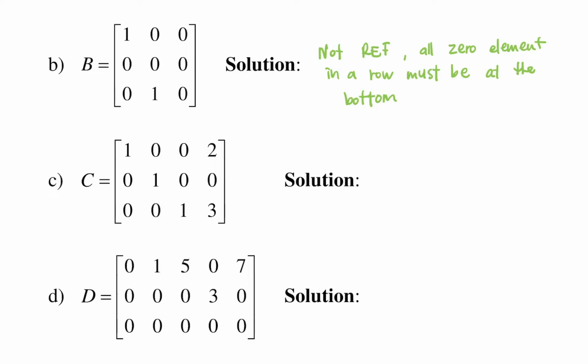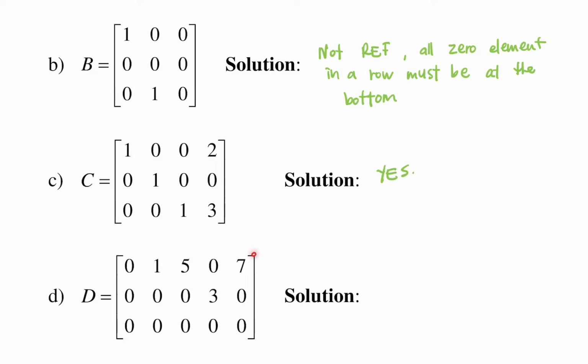We look into matrix C here. So here we have values, and the first value is 1. Okay. Then the second row, we have a leading 1, and it is on the right side of the previous leading 1. And the third row, we have also a leading 1. So this is still on the right side of the second row's leading 1. So this one is REF.